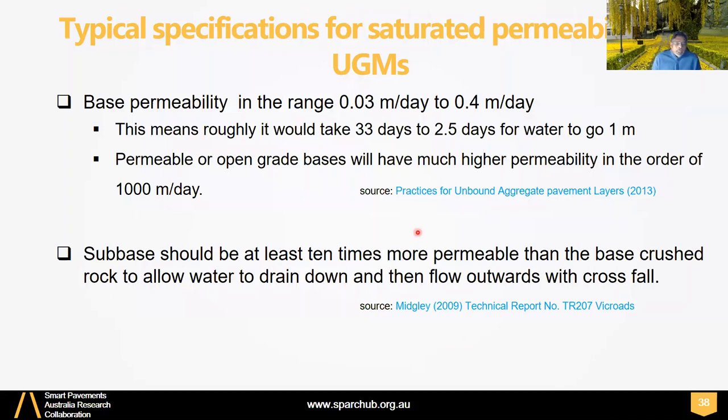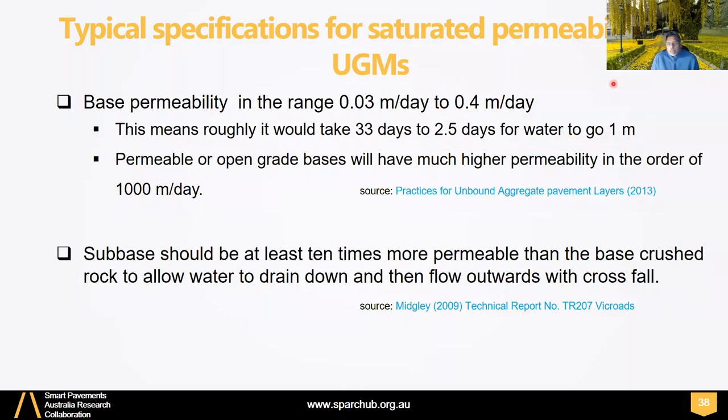Typical specifications for saturated permeability of UGMs. For base permeability, we want to limit it so that water will not pass and accumulate. Permeability in the range of 0.03 meters per day or 0.4 meters per day may be common. This means roughly it would take about 33 days for this one or 2.5 days for this one for water to go 1 meter.